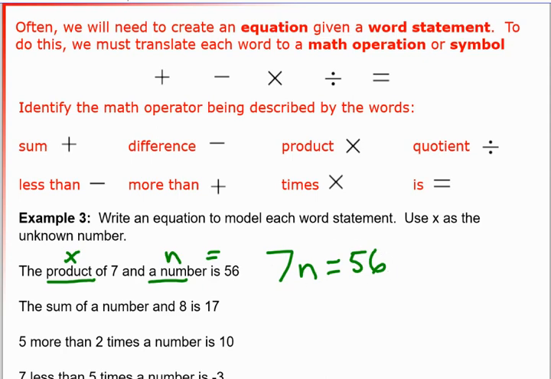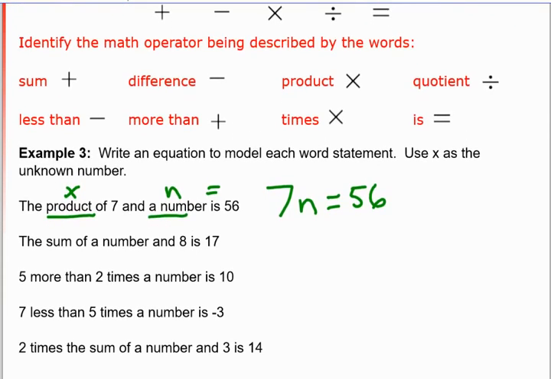All right, keep going. The sum, now sum means plus, of a number and 8. So a number plus 8 is 17. So n plus 8 equals 17.